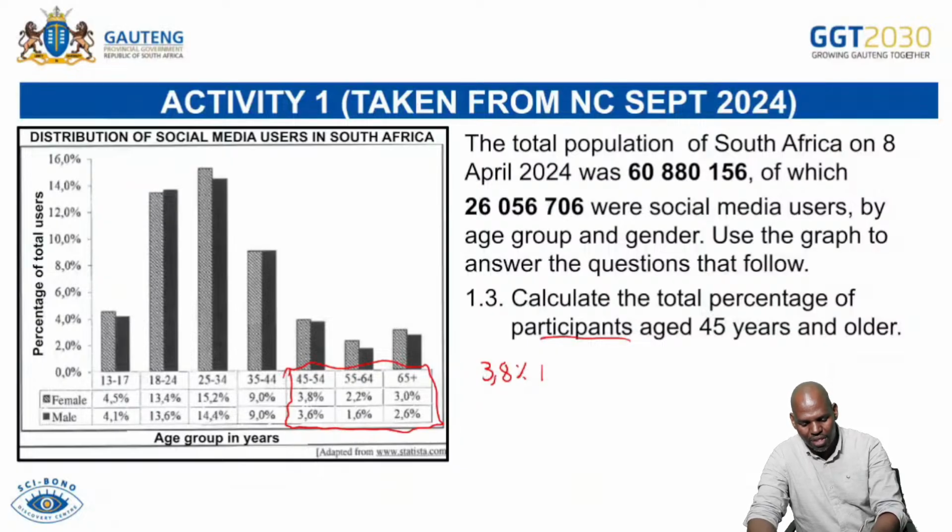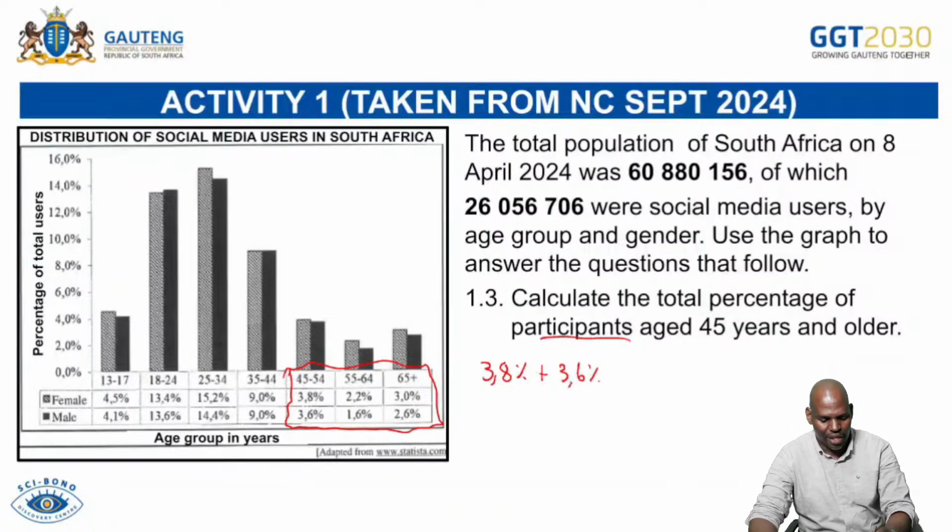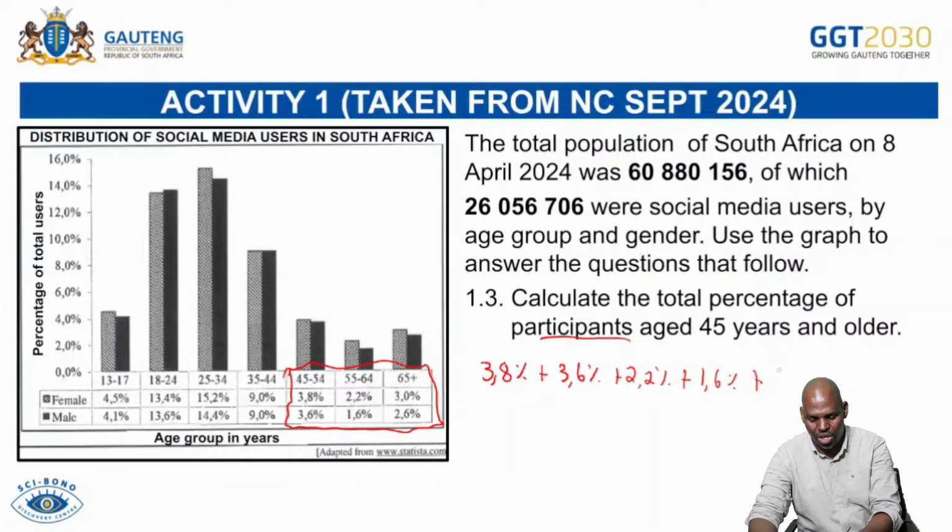So for 45 to 54, we've got 3.8% plus, for female, 3.6%, and then we go to 55 to 64, plus 2.2% plus 1.6%, and then plus for 65 and above, 65 plus, we've got 3.0% plus 2.6%.